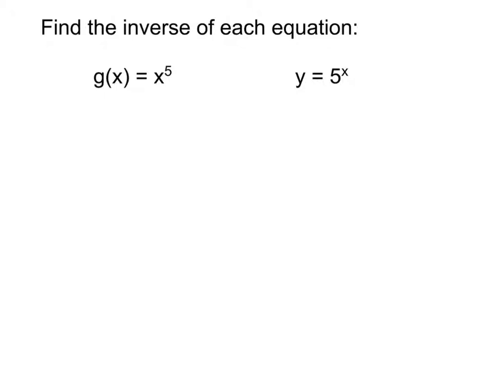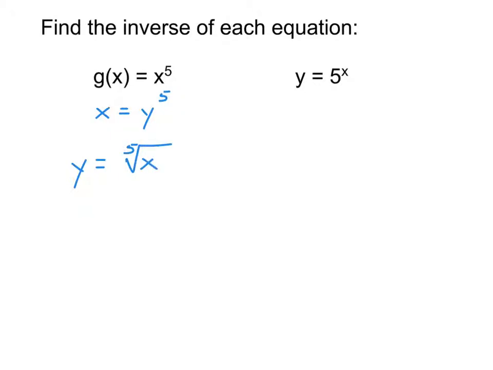So for that first one, g of x equals x to the 5th. We start by swapping x and y, right? So we end up with x equals y to the 5th, but then we have to undo the 5th power. What undoes the 5th power? Well, remember, what undoes a second power, like undoes squaring? Square root. What undoes a 5th power? Fifth root. Exactly. So I take the 5th root of both sides. So we end up with just y equals the 5th root of x.